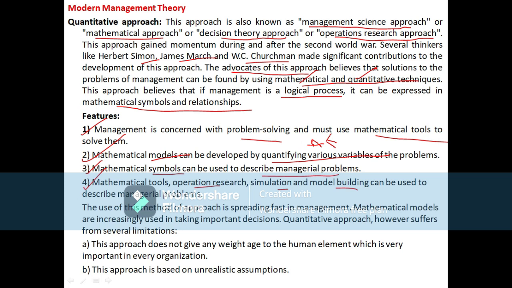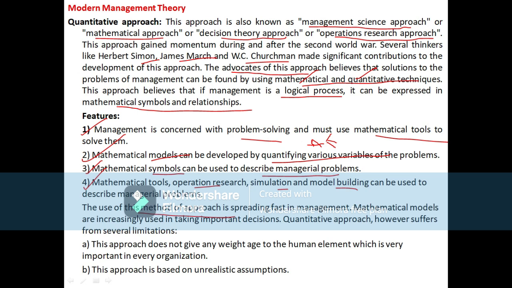Through these mathematical applications, operations research, simulation and model building, these are all the methods to find out the problems. In order to describe the managerial problems, the use of this approach is spreading fast in management. Mathematical models are increasingly used in taking important decisions. Quantitative approach, however, suffers from several limitations also.